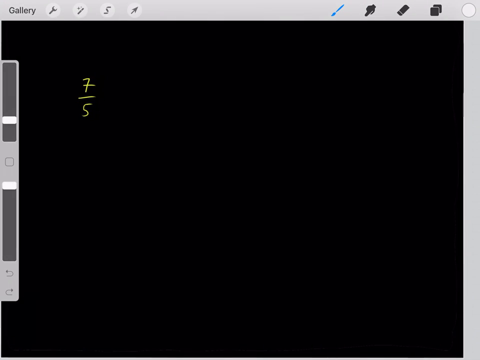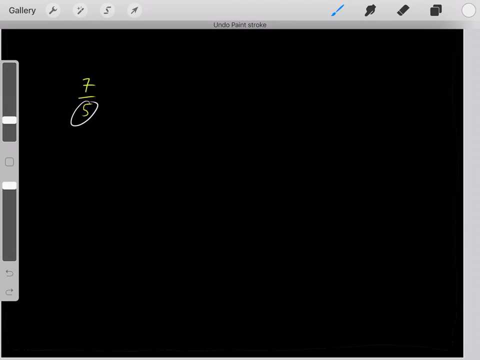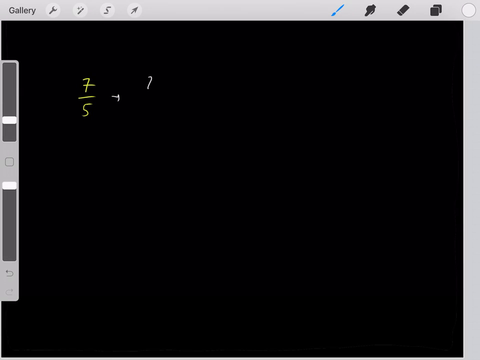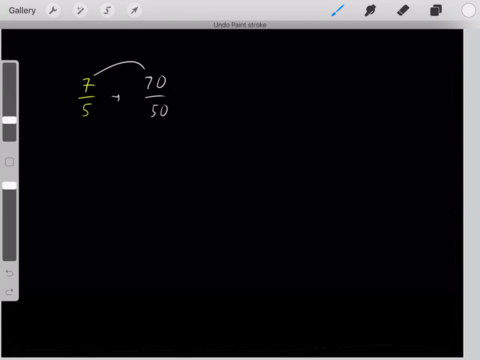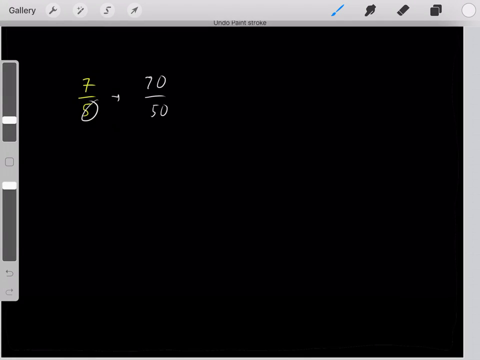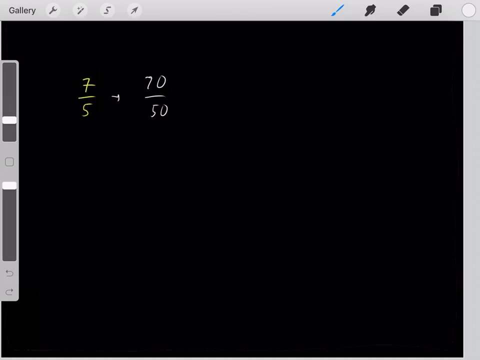So what about something like 7 divided by 5? So sometimes it's these simple guys that trip me up and can be challenging. But what I like to do is 7 divided by 5. What we can do is we can multiply the top and the bottom by 10. So that would give us 70 divided by 5. So again, multiply the top by 10 and multiply the bottom by 10. So now we have 70 divided by 50.